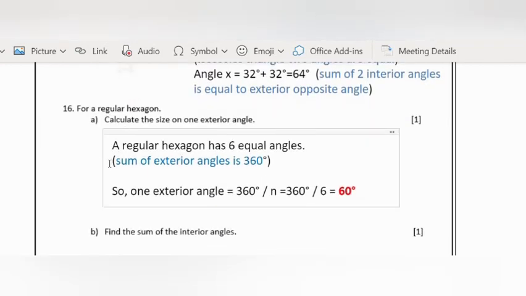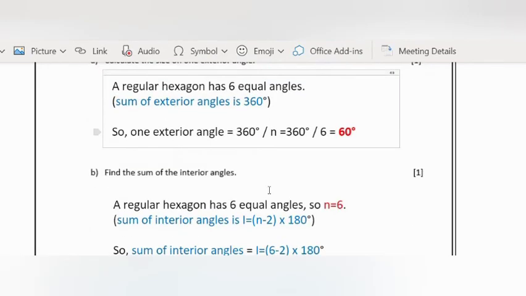For a regular hexagon, they are asking us to find out one exterior angle. So you have to find out the measurement of one exterior angle. We know that the regular hexagon has 6 equal angles, and the sum of the exterior angles is always 360 degree. The formula to find one exterior angle is 360 degree divided by n, where n is the number of sides. Because the regular hexagon has 6 sides, we can write 360 divided by 6 is equal to 60 degree.